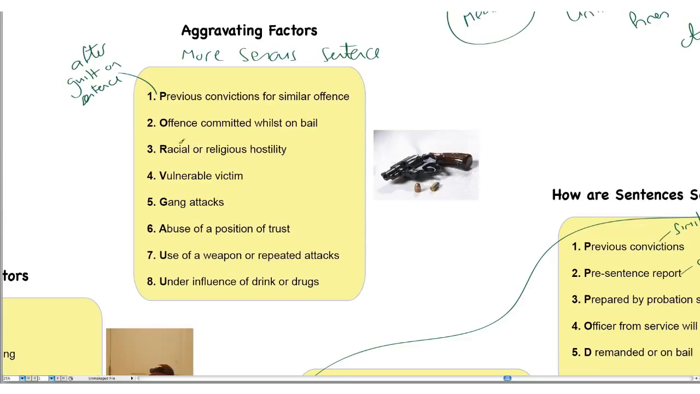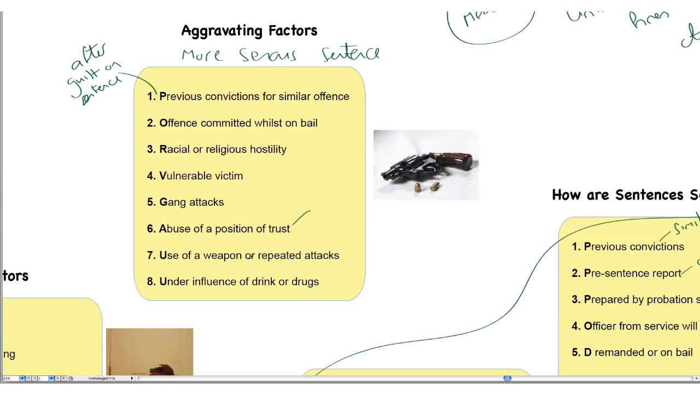If the offence was committed whilst the defendant was on bail, that will be an aggravating factor. It will mean that it will give a more serious sentence. If it is an offence that is based on religious or racial hostility, or if the victim is vulnerable, that will cause more serious sentencing. If it's a gang attack and it's part of a gang, then that is more likely to attract a more serious sentence. If there is an abuse of a position of trust, so for instance, we've seen a great number of cases recently in which teachers have had relationships, and one famous one where a teacher took a student away to France. That was an abuse of a position of trust, and that will lead to a more serious sentence.